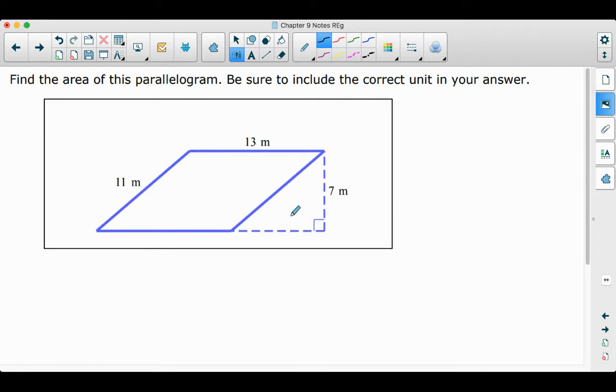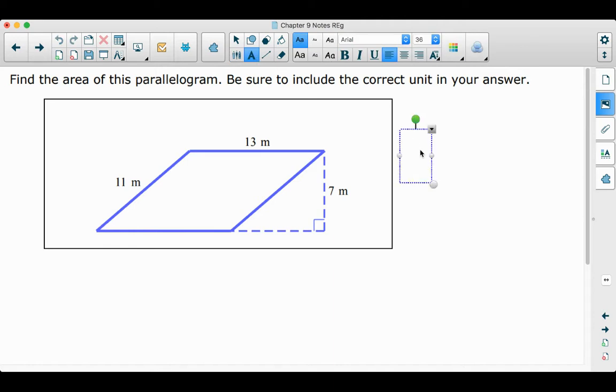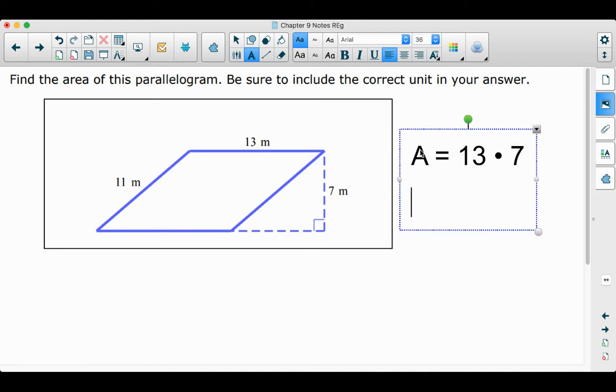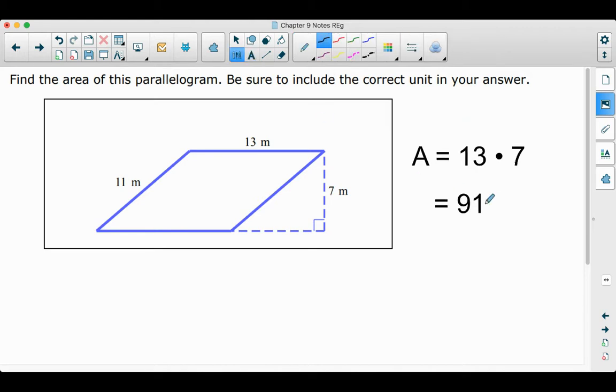Looking at this problem, to find the area of this parallelogram, which numbers do you think I should use? Pause it. What do you think? Hopefully you said 13 and 7. 13 times 7, you should have gone, is 91. So this would be 91 meters squared.